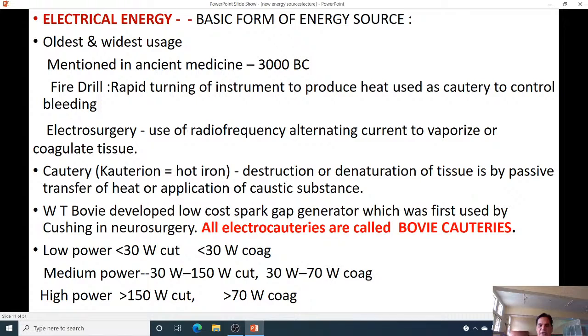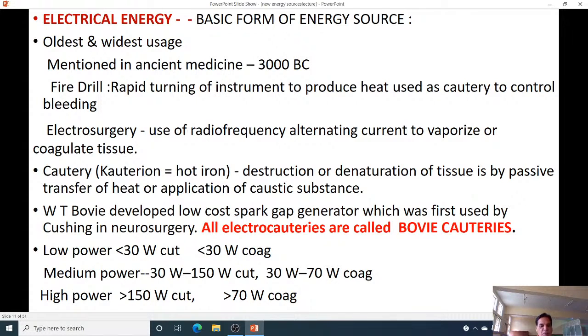There are different types of electrosurgery. It is radio frequency alternating current to vaporize coagulated tissue. What does cautery mean? Cautery itself is a hot iron. So hot iron and electricity is equal for us. Bovie developed a low cost generator, so all electrocauteries are called Bovie cauteries.